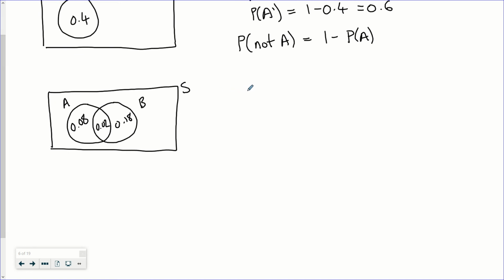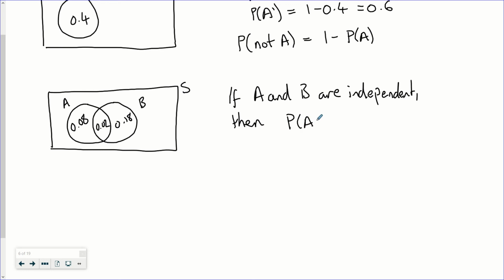We also need to know what the word independence means. So we're going to learn the definition, and then in another video we're going to look in a little bit more detail, when we look at conditional probability, at what independence actually means. But for now we need to know if A and B are independent, then we know that if you want to work out the probability of A and B happening, then we could times together the two probabilities.